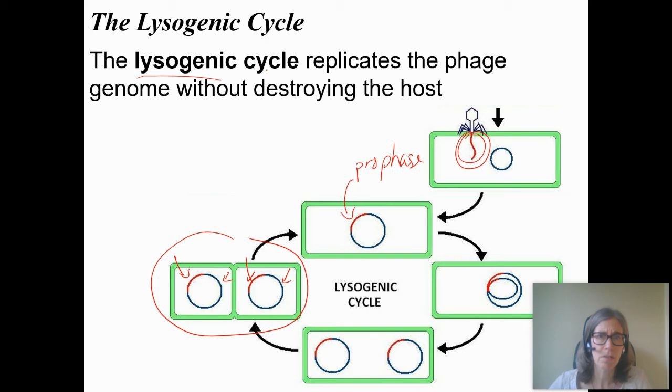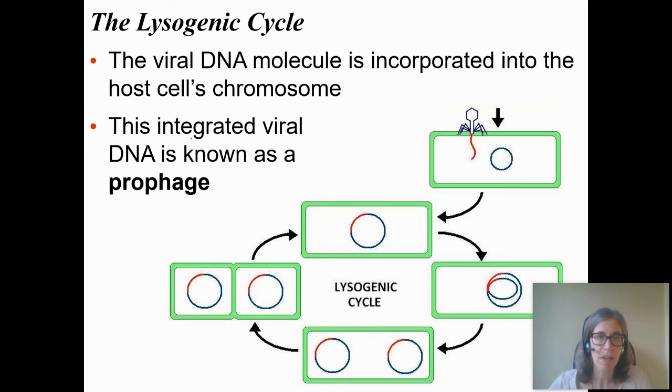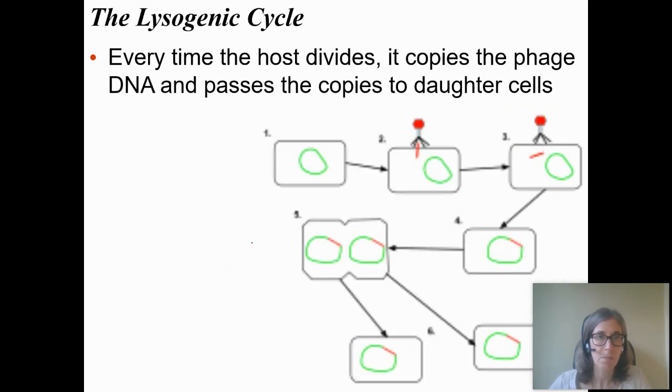So the phage genome just gets reproduced each time that the bacterial cell reproduces. And that integrated viral DNA is called the prophage. That's this or this. Every time the host cell divides, it copies the phage DNA. So here's the virus infecting the cell. Here's the virus DNA that's become part of the chromosome, and then it got reproduced.